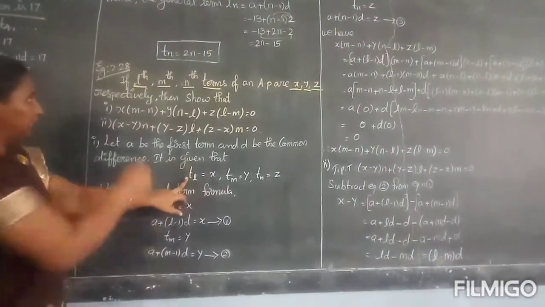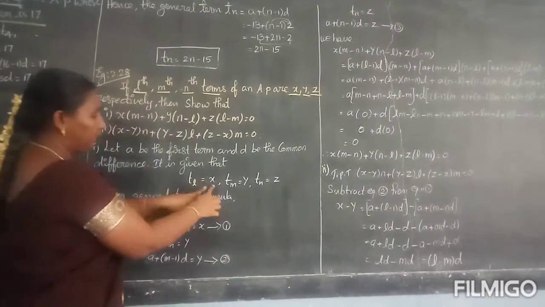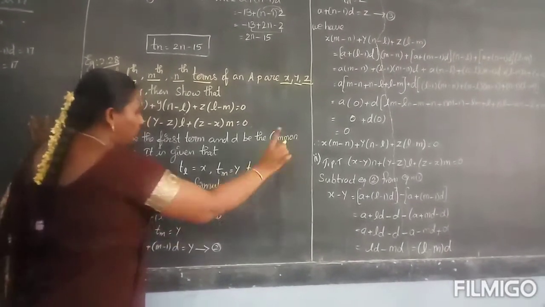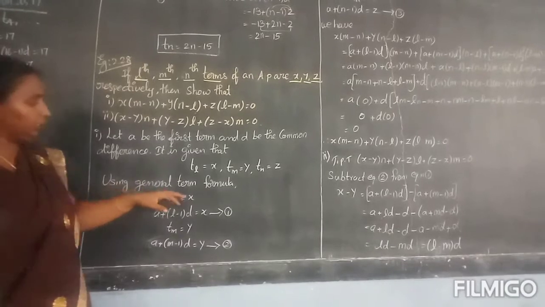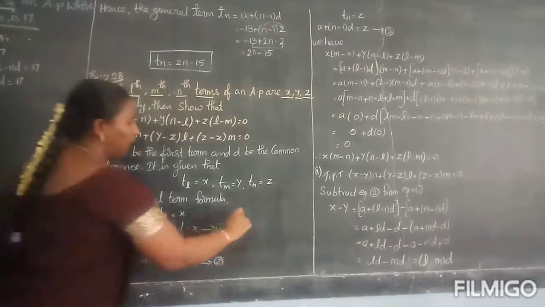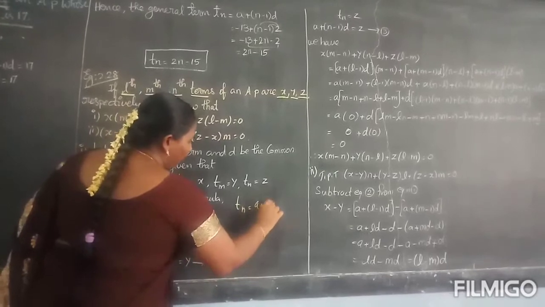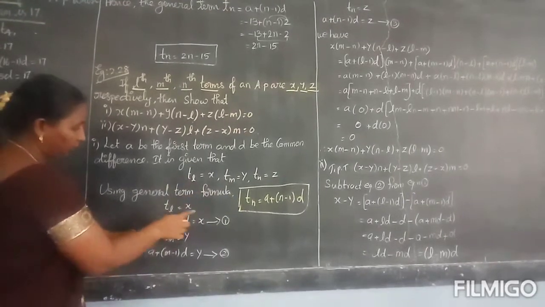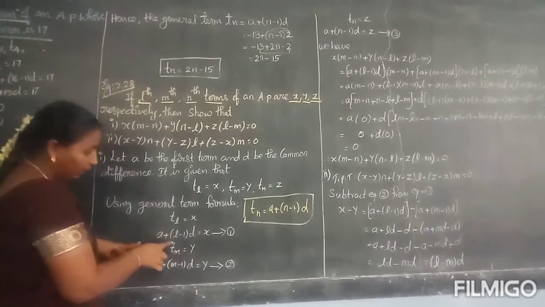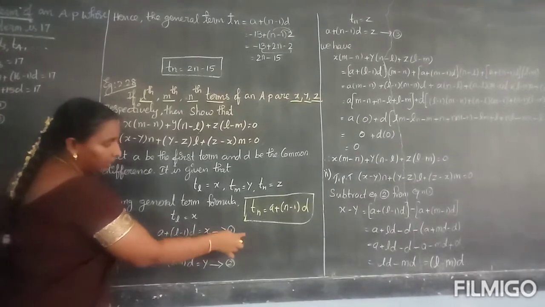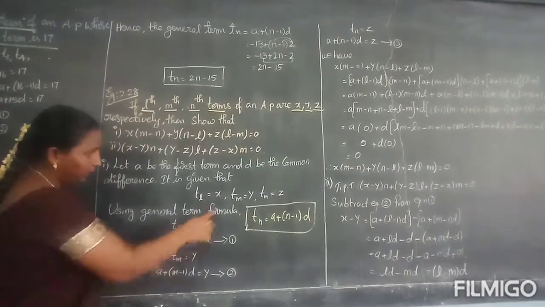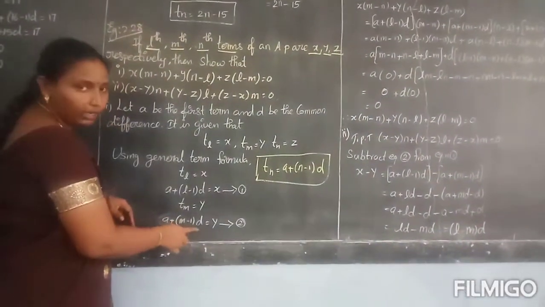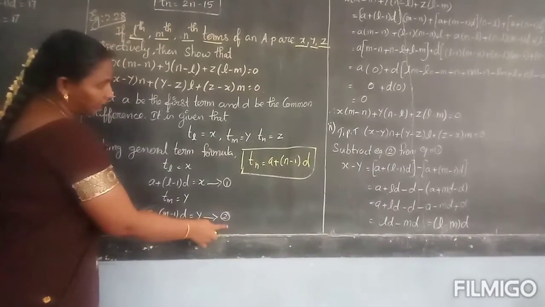So let A be the first term and D be the common difference. It is given that Tl is x, the Mth term Tm equal to y, the Nth term Tn equal to z. Using the general term formula, what is the general term formula? Tn equal to A plus n minus 1 into D. Using that formula, the Lth term equals x, so A plus l minus 1 into D equal to x. Take it as equation number 1. Next, Tm equal to y, the Mth term. So A plus m minus 1 into D equal to y. Take it as the second equation.